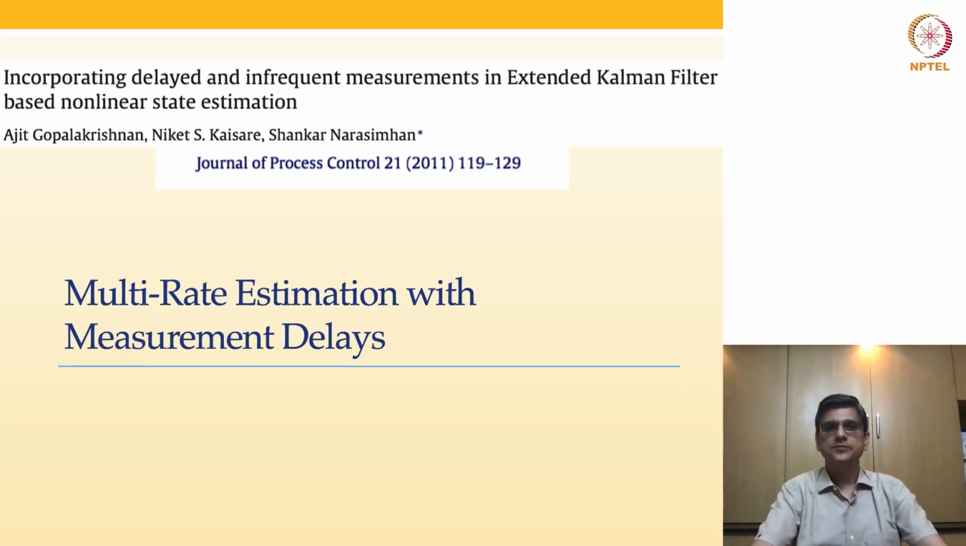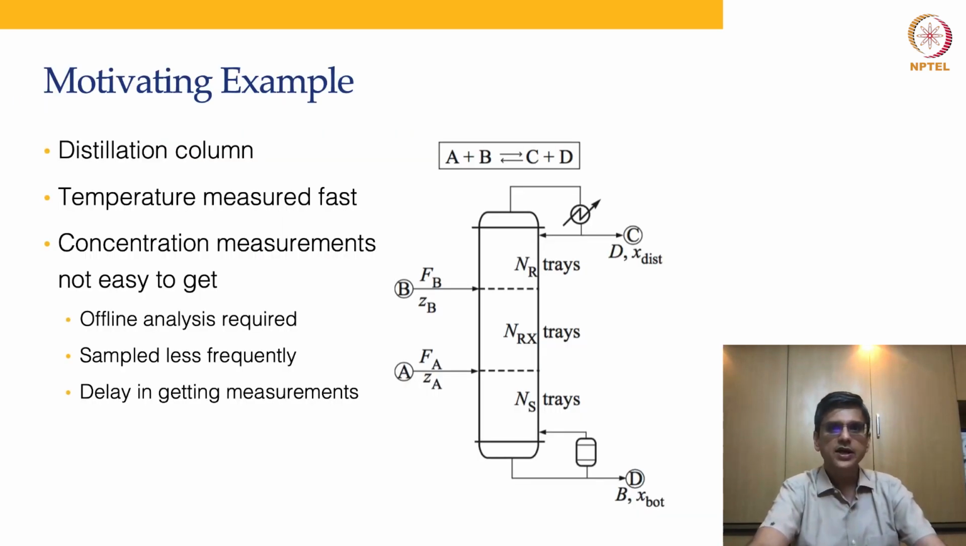Okay, so that brings me, I believe, to the final example, and that is multirate estimation with measurement delays. I will go over this very quickly because I have taken this measurement delay example at length in the other video, and I'm just sharing with you the paper that we published almost 10 years back in Journal of Process Control.